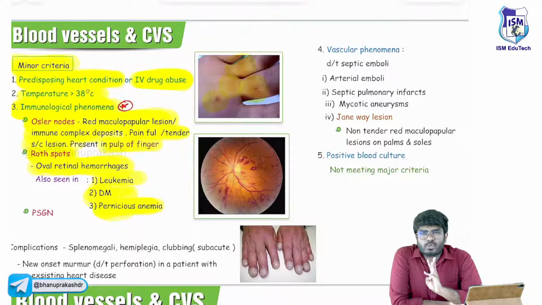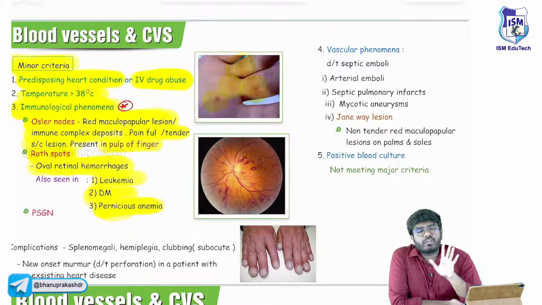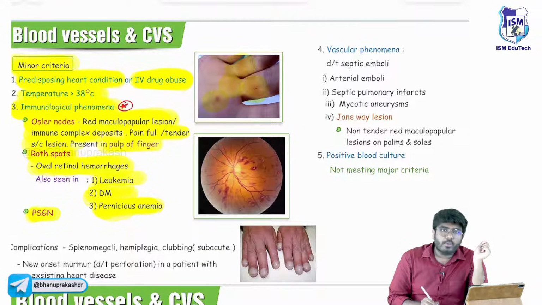One is the Osler nodes. Painful maculopapular lesions in the palms and soles, in the pulp of the finger. Second thing is the Roth spots. Roth spots are the oval-shaped retinal hemorrhages. They are not only seen in infective endocarditis, but they can also be seen in leukemia, diabetes mellitus, as well as pernicious anemia. And the third one is post-streptococcal glomerulonephritis.